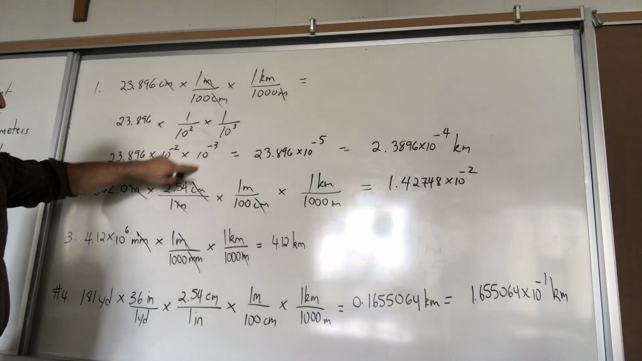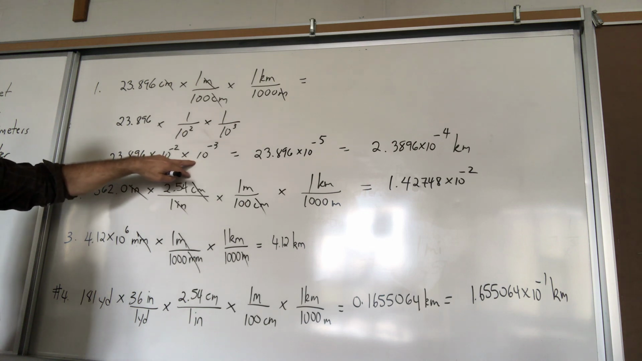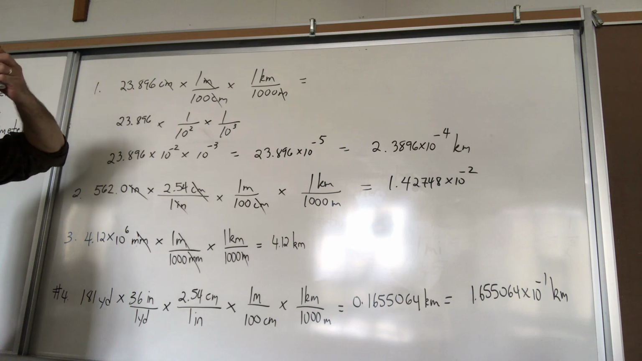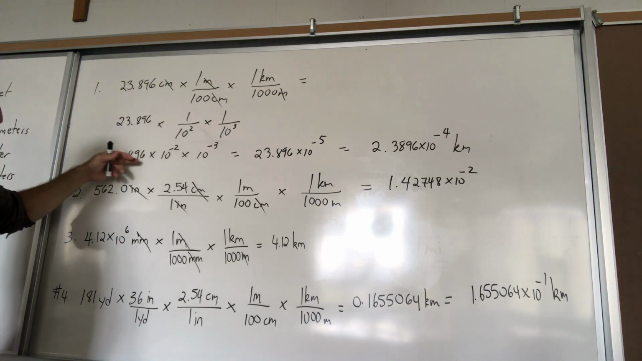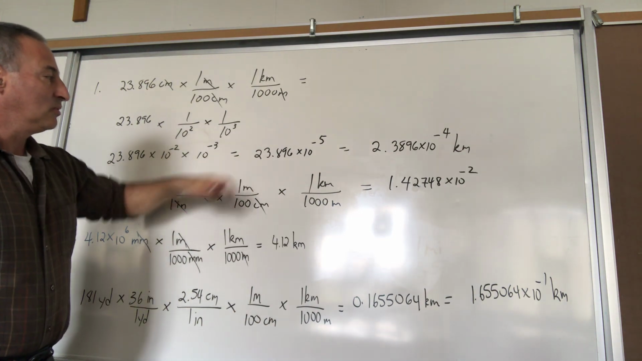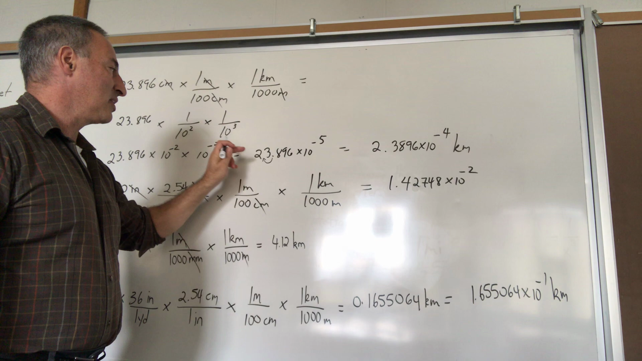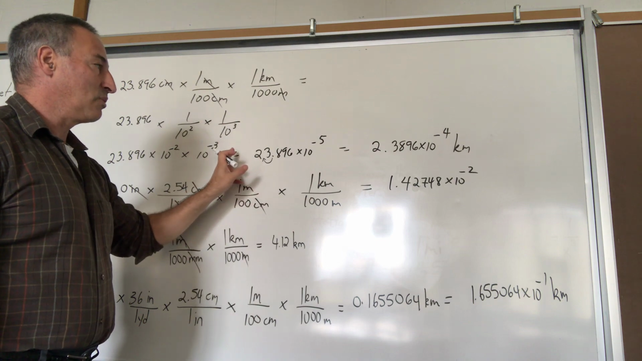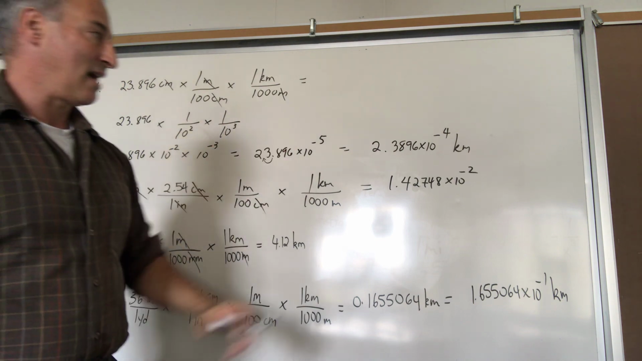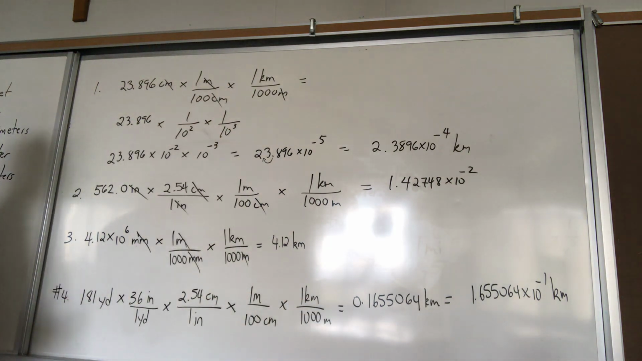So I moved both of these up, and I had 23 times 10 to the minus 2 times 10 to the minus 3, which is basically 10 to the minus 5. That's rule number 1 from the exponents. So 23.896 times 10 to the minus 5, and then I just switched it to scientific notation by moving that decimal over by 1. Remember, in scientific notation, you're only allowed 1 number before the decimal, and the rest is after. So the final answer is 2.38 times 10 to the minus 4 kilometers.